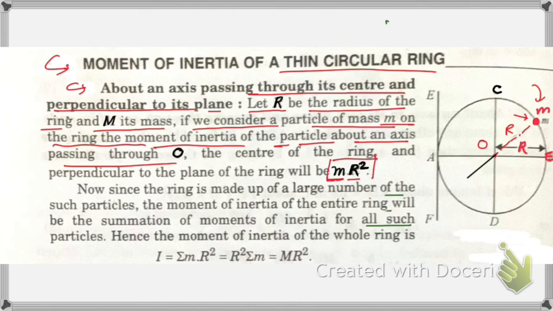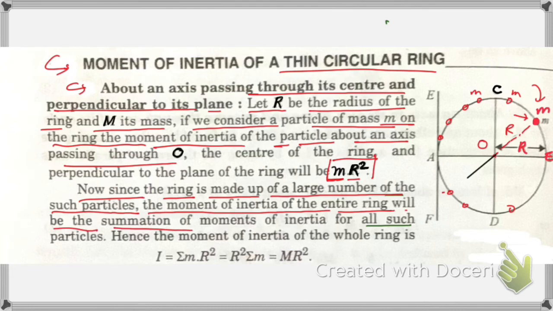Now if you consider that this ring consists of a very large number of such particles of mass m, then the moment of inertia of the entire circular ring will be given by the sum of the moments of inertia of all these particles, right? Since the ring is made up of a large number of such particles, the moment of inertia of the entire ring will be the summation of the moments of inertia of all such particles.